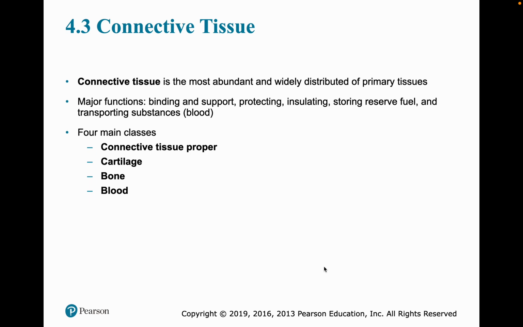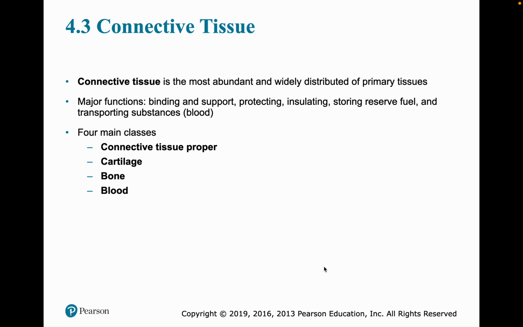I'm going to cover them all in this lecture. The last two are quite a bit shorter than both epithelium and connective tissue. There's a lot about epithelial tissue and a lot about connective tissue, less about muscle and nerve. So connective tissue is the most abundant, widely distributed of the four primary tissues.